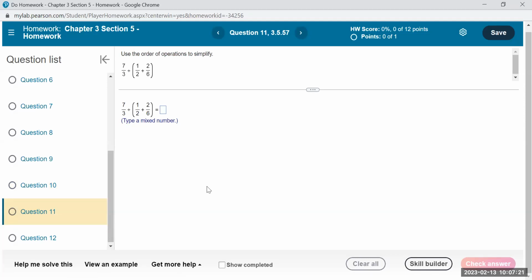Okay, here we have addition and division. This is number 11. Addition inside the parentheses.